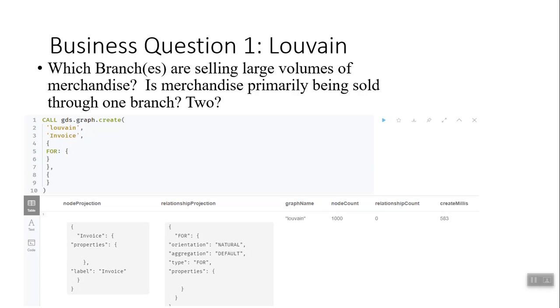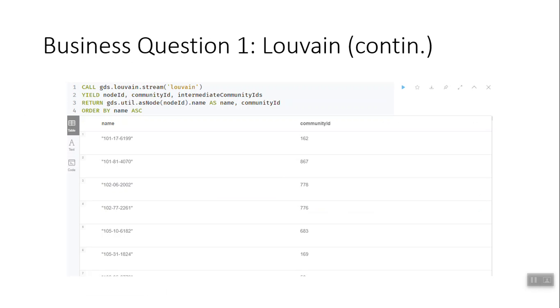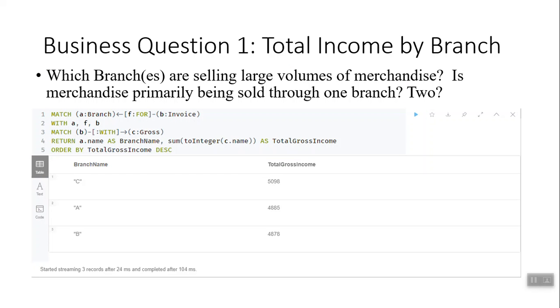I then did the next portion of business question 1. I did Louvain for the community detection algorithm, and I did Louvain because I wanted to see the actual ID that was associated with a given invoice. For me to view this, again, it was kind of a high level, what am I previewing, what am I getting into as I dig into this business case.